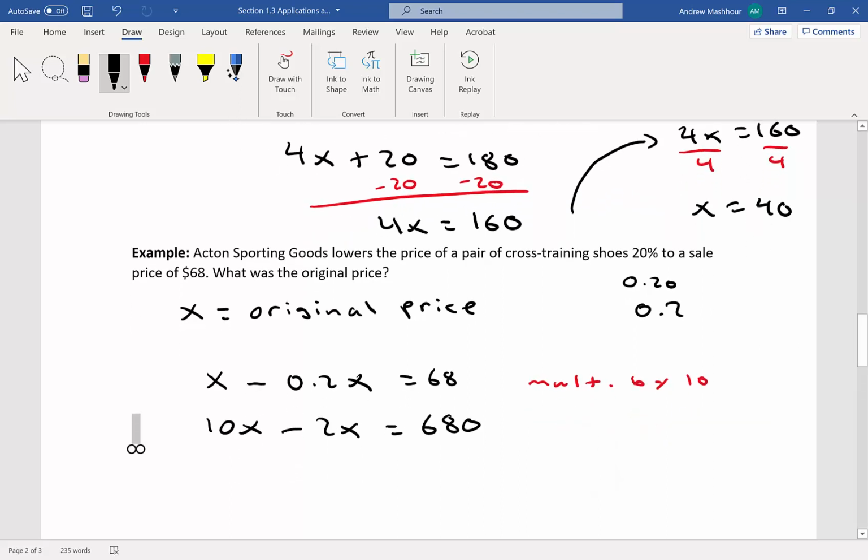Now I can go ahead and combine like terms. The 10x minus 2x, I get 8x equals 680. Now we can divide both sides by 8, so x is equal to 680 divided by 8. Let's see what that gives us. We get 85. So the original price of the shoe was $85. If you take 20% off of this, the sale price will be $68.